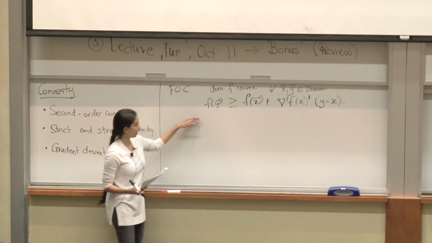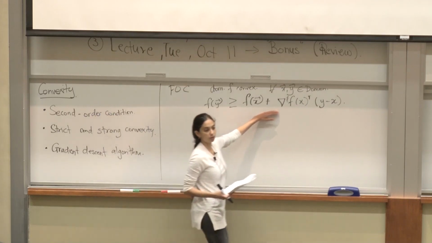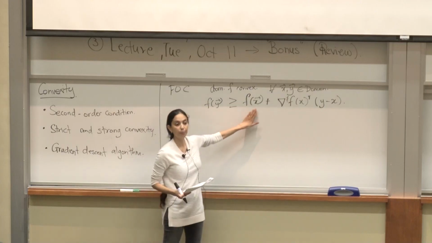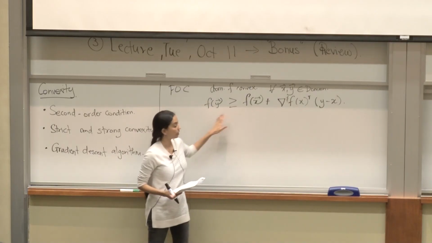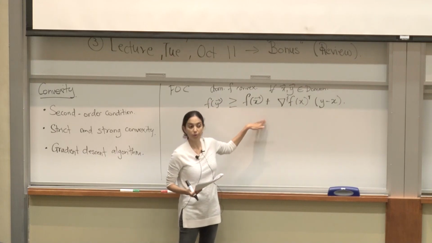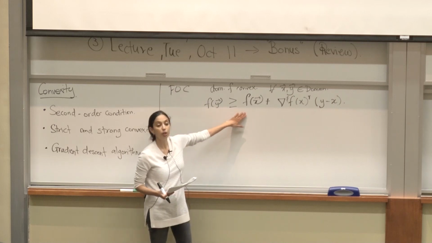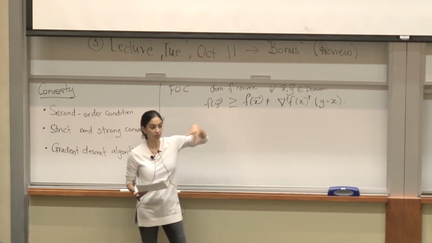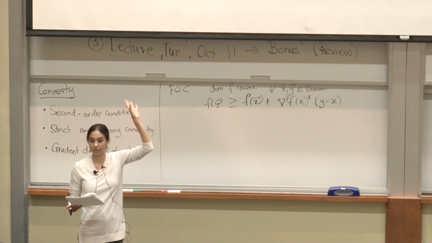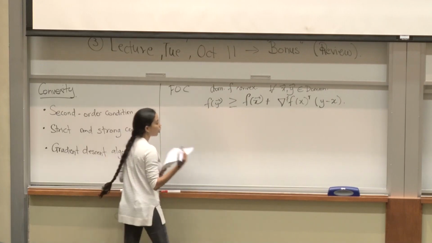And this comes basically from the Taylor expansion, right? So if you take the first order Taylor expansion of this function about some point x, you want to say that this linear approximation by Taylor series is below the function, right? So the tangent is below the function. Everyone have this visual picture?